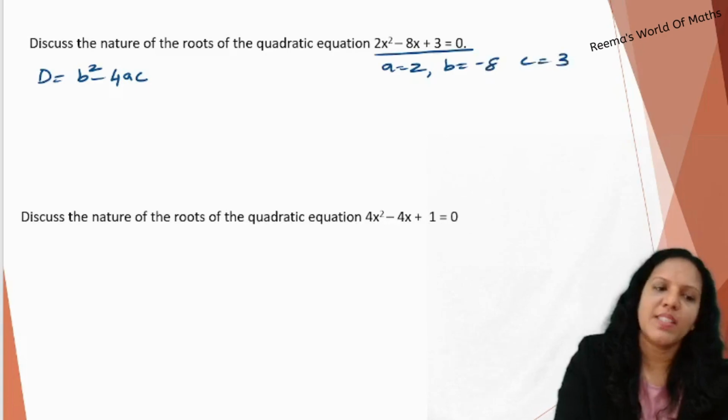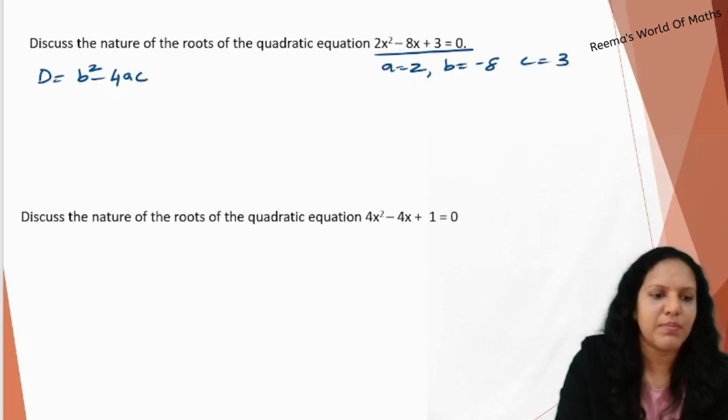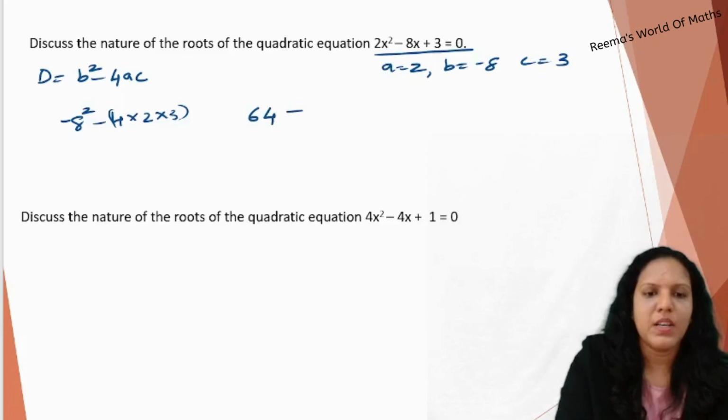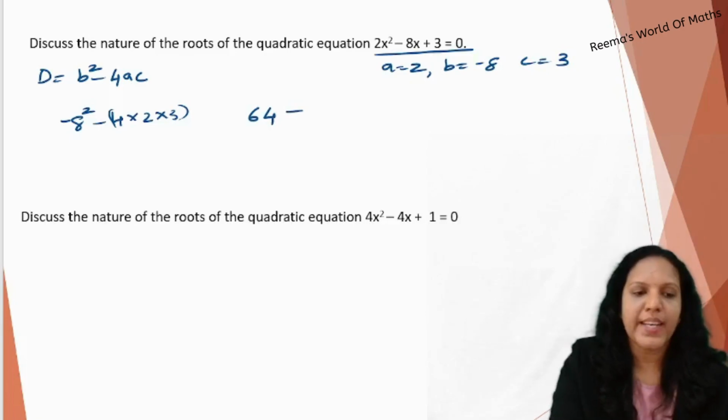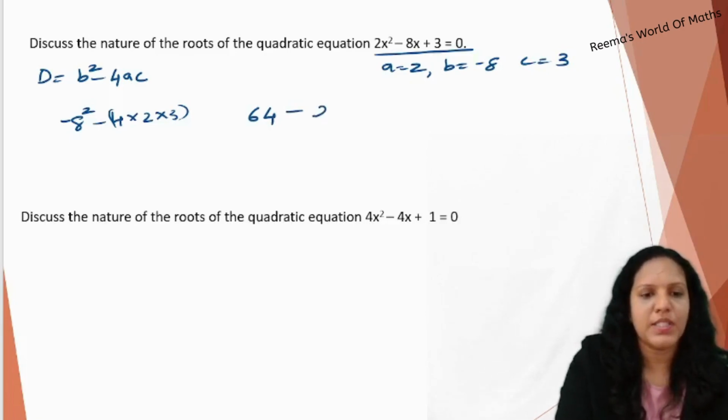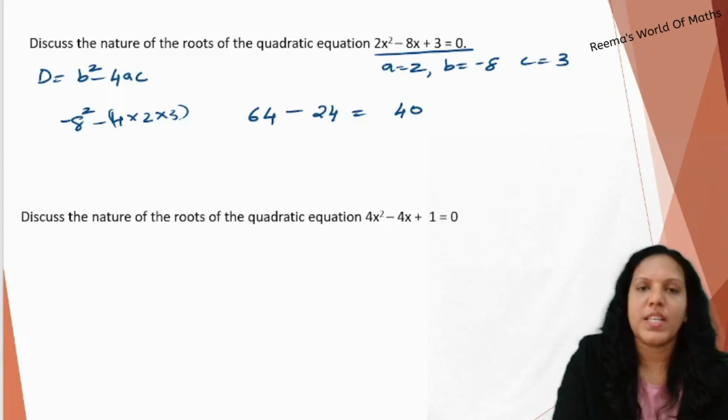Now let's replace this in the formula. So that is b squared, that is minus 8 squared, minus 4 multiplied by 2 multiplied by 3. Correct? So minus 8 squared is 64, minus 4 multiplied by 2, 8 multiplied by 3 is 24. So that is 64 minus 24. So that is 40. So here D is 40. The discriminant is greater than 0. So that is D is greater than 0.